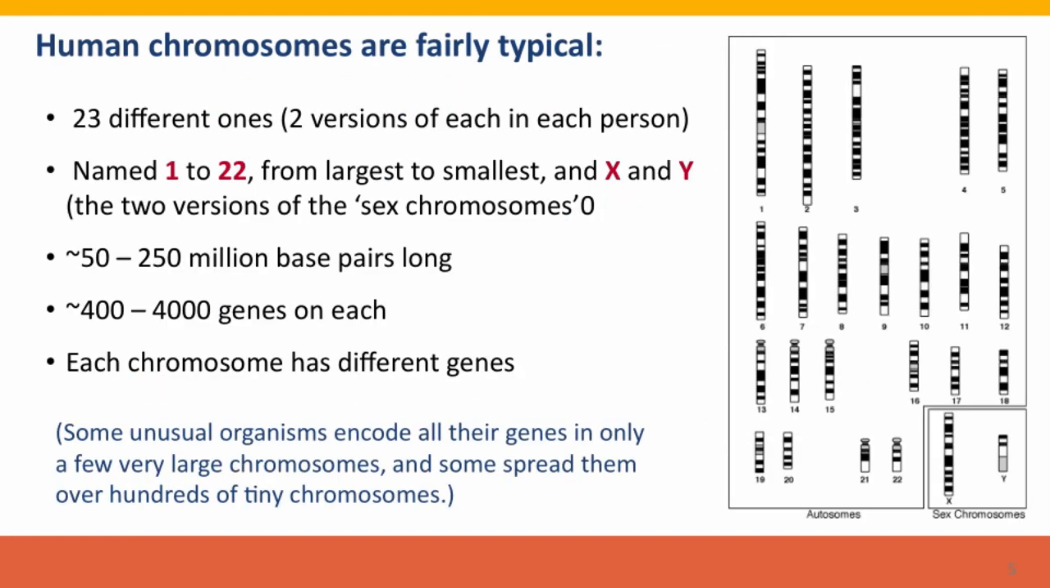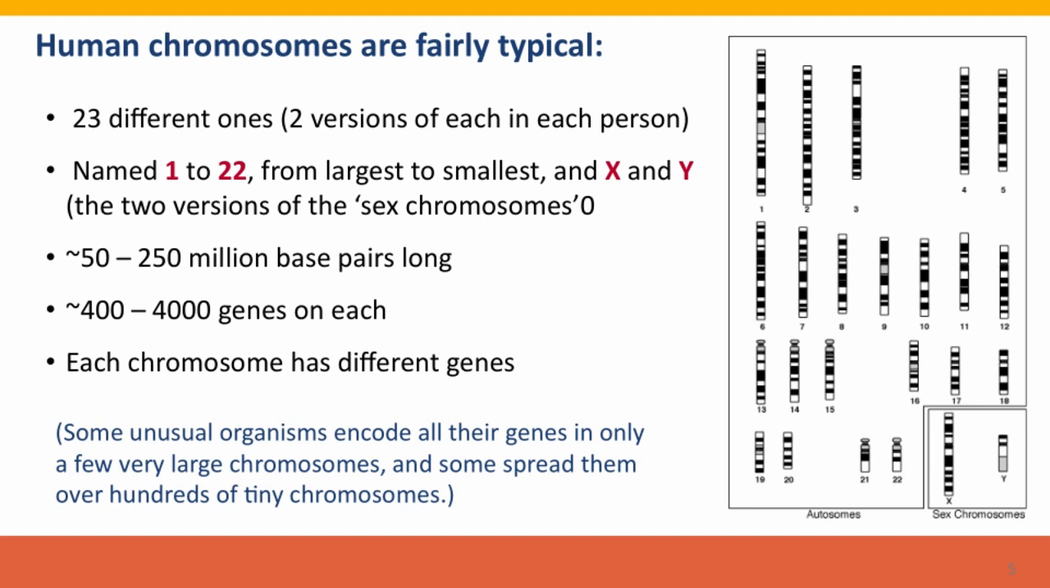Now, human chromosomes, luckily, are fairly typical. We're fairly ordinary animals genetically. So if you're female, you have 23 different chromosomes. If you're male, you actually have 24. That's different chromosomes. You have two versions of each of these chromosomes, except for the X and Y chromosome if you're male. And we'll talk about this in Module 4, I think.